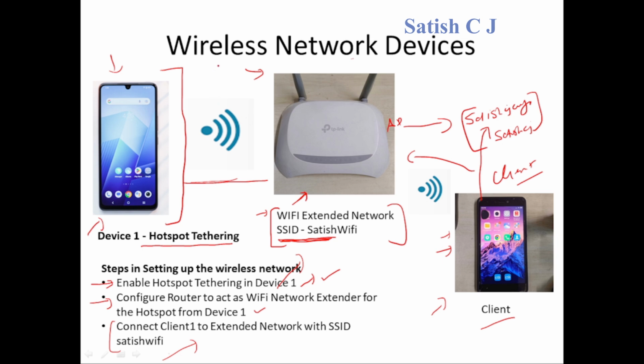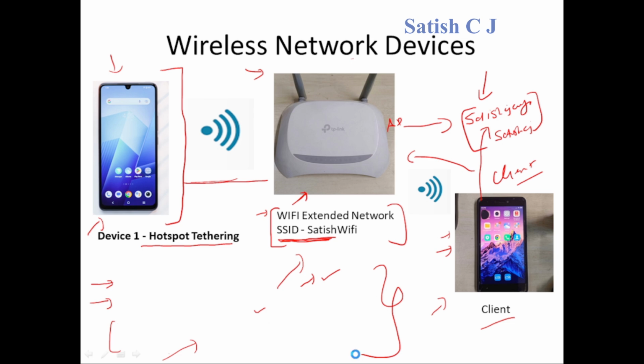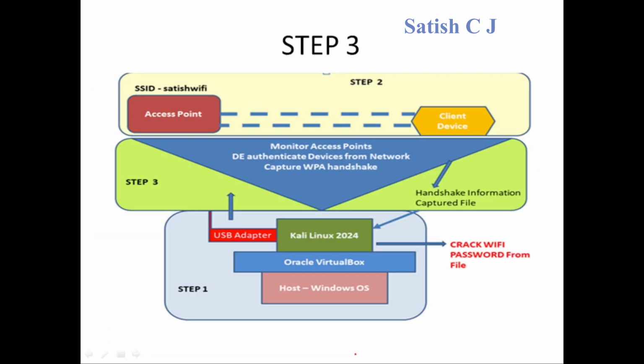So we have finished setting up our Wi-Fi network. What is the SSID for the Wi-Fi network? It is Satish CJ Wi-Fi, and all these steps are done. So when you take a look at the steps which we have completed, we have finished step 1. We have finished setting up a wireless network, that is step 2. Now we should take a look at step 3. What are the steps in step 3?